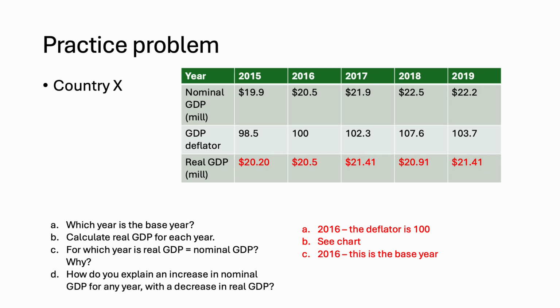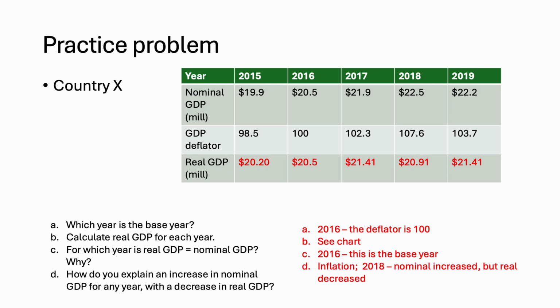And question D, how do you explain the increase in nominal GDP for any year with a decrease in real GDP? Let's look at the table. 2015 to 2016, increase in nominal GDP, increase in real GDP. 2016 to 2017, increase in nominal GDP, increase in real GDP. 2017 to 2018, increase in nominal GDP, yet there's a decrease in real GDP.